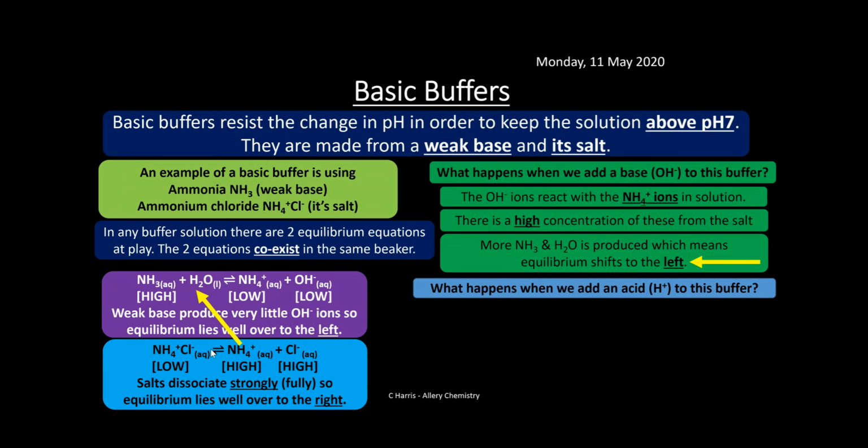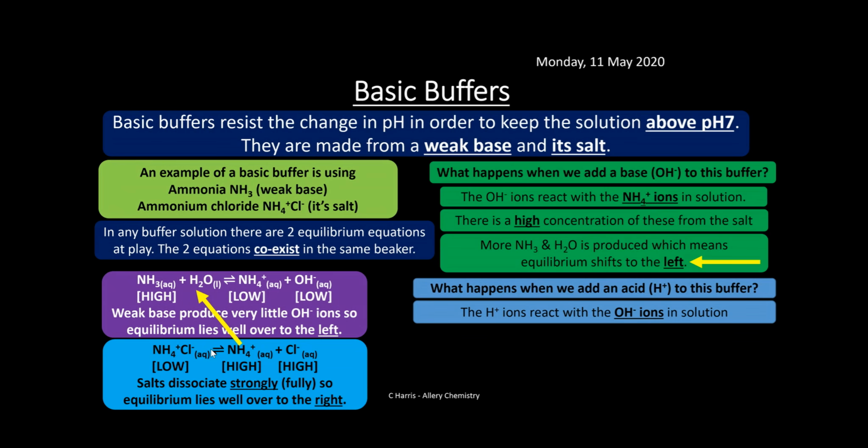Now, again, see if you can work this one out. What happens when we add acid, H+, to this buffer? Pause it if you want to have a go yourself. So the H+ ions react with the OH- ions in solution. You might say, hang on, there's a chloride ion there as well. Yes, the H+ will react with the Cl-, but that will form HCl, and HCl will dissociate fully back to H+ and Cl- ions. HCl barely exists for any length of time. It just breaks down again back to square one. So the real reaction we're looking at is the H+ reacting with the OH- ions.